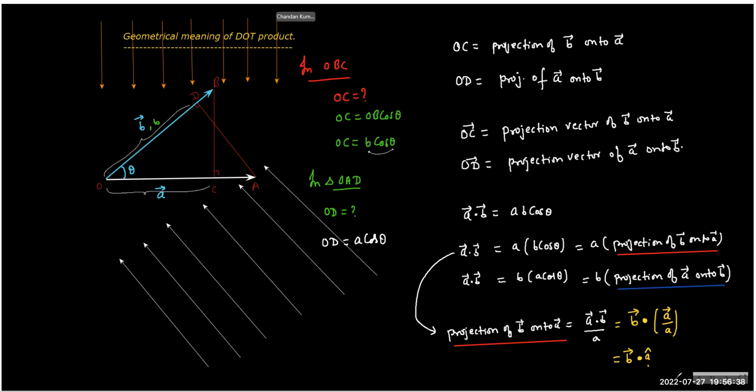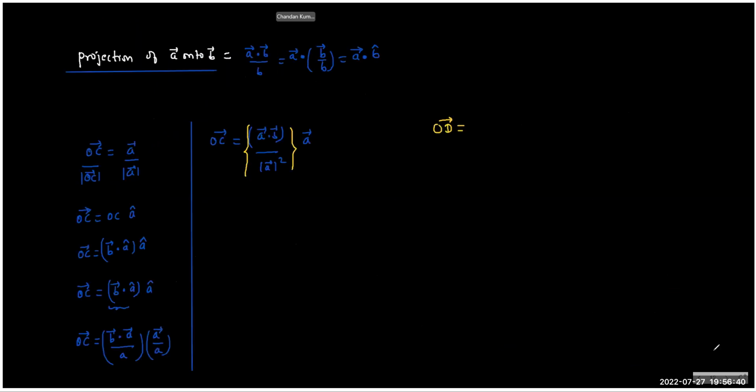So may I? Yes, please tell me. So OD will be B dot A whole divided by mod B whole square into B vector. Very good. Correct. That's the right answer. So OD vector is OD into B cap. Very simple. And OD was A dot B cap into B cap.